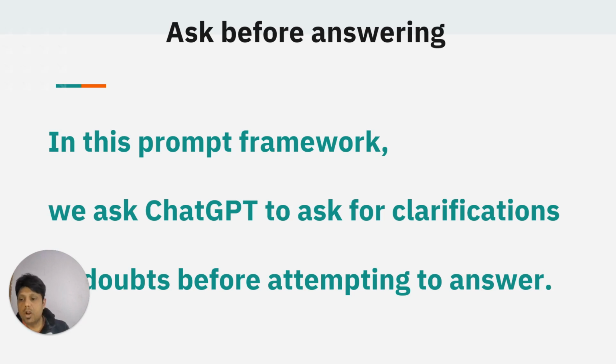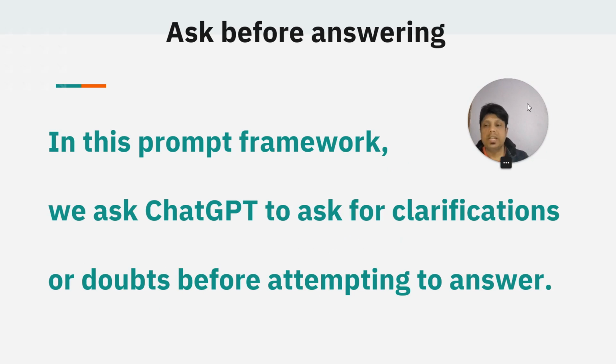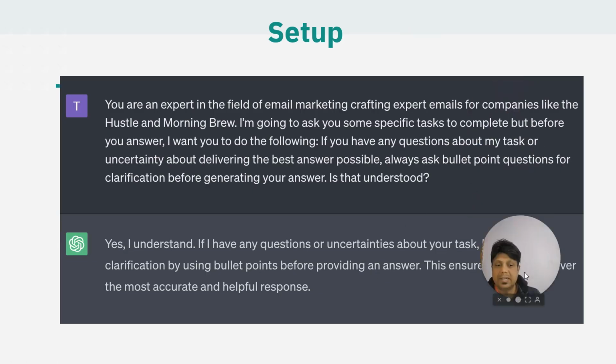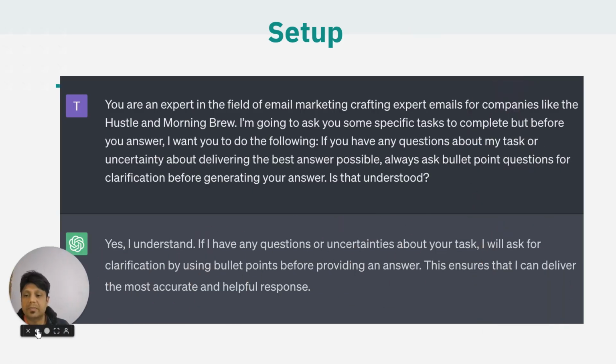So basically, in this ask before answering prompting technique, we ask ChatGPT to ask for clarifications or doubts before attempting to answer. For example, let's say we have this. We say that you are an expert in the field of email marketing, crafting expert emails for companies like these and these. Now I am going to ask you some specific tasks to complete.